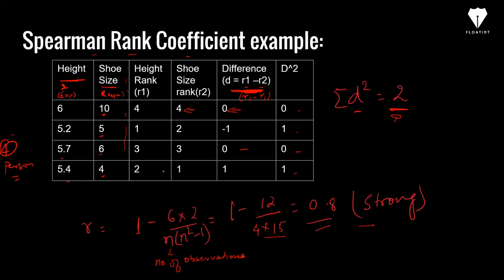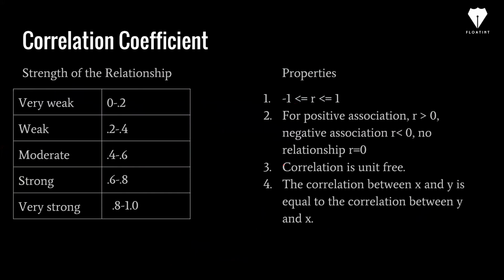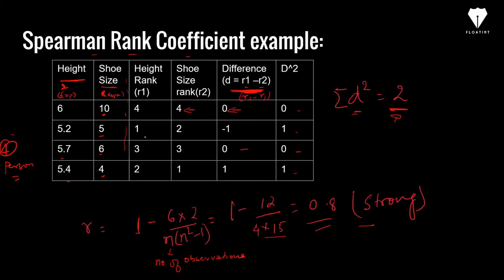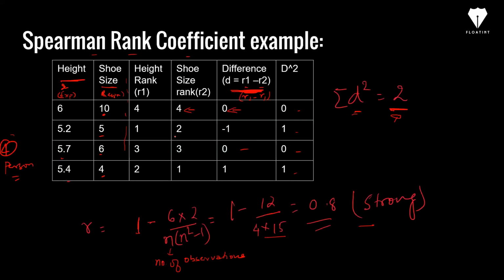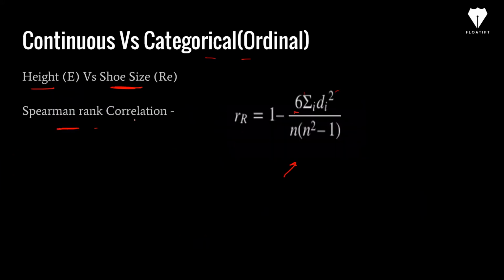I hope this Spearman rank calculation is clear. It is very simple. First, for both x and y, you have to do the ranking. You have to give the ranking in ascending order. One will be the lowest value, and the last one will be the highest. Similarly for y also, and then you do the difference and calculate the d square, do the summation of d square, and then put it in this formula. So now I hope both calculations are clear, the Pearson correlation and the Spearman rank correlation.